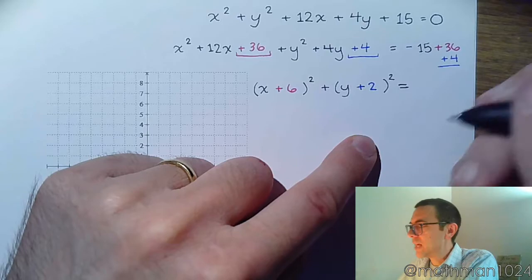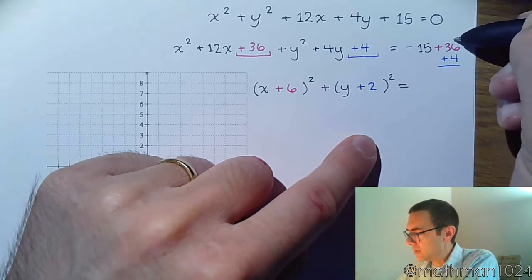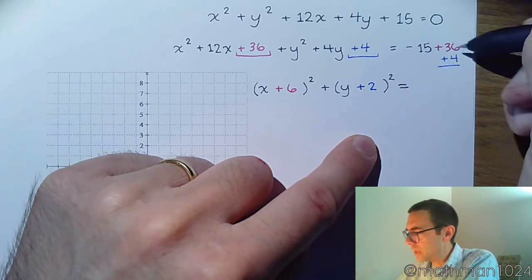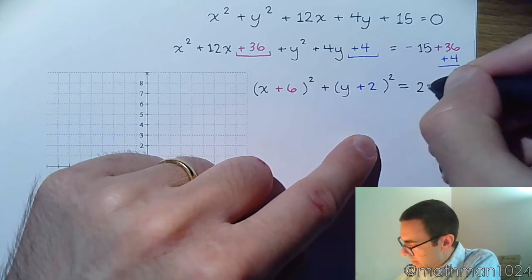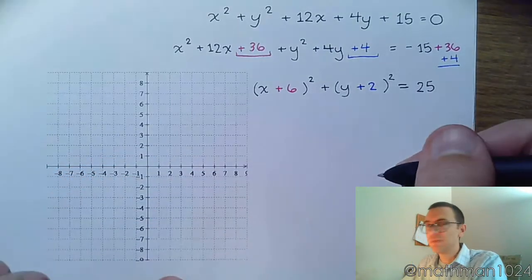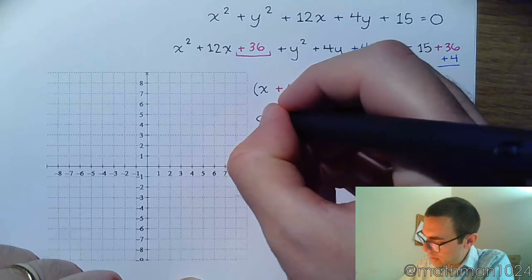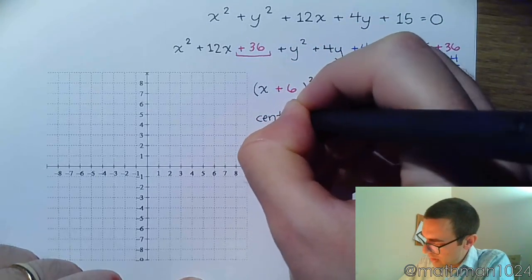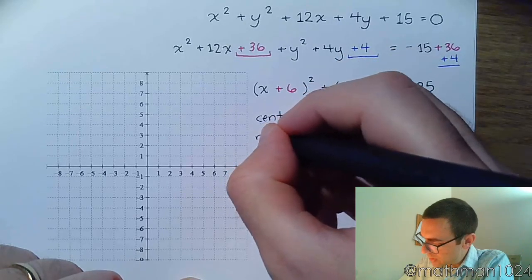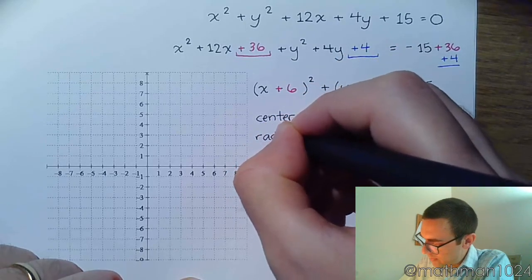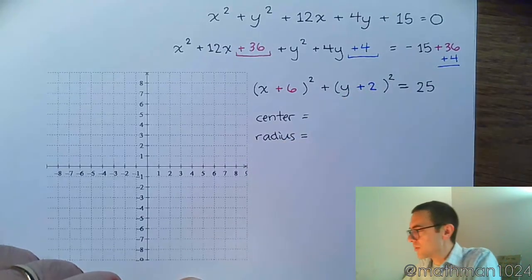All right, so let's put everything together. We have, let's see, this is positive 40. So 40 minus 15 is 25. So now we have our circle in center radius form. So let's talk about what is the center and what is the radius.